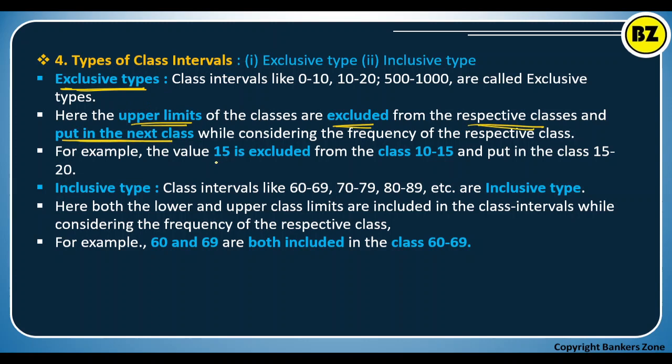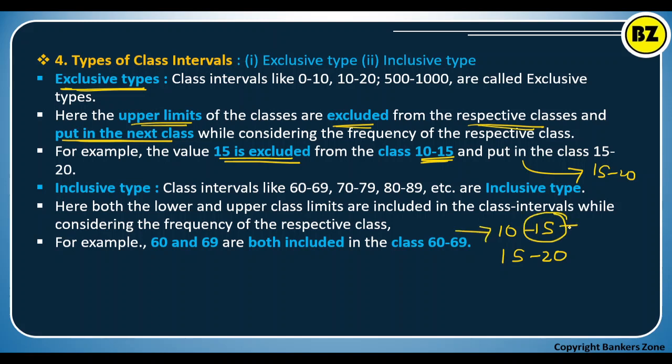Okay, for example, suppose the class is 10 to 15. So value 15 is excluded from the class 10 to 15 and will be put in the next class, say 15 to 20. Okay, so see here, if there are two classes, for example 10 to 15 and next is 15 to 20, the upper limit of the first class is 15, so we will exclude that from this class, and we will consider it in this class, that is 15 to 20.